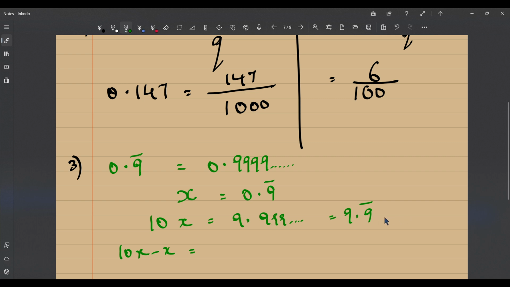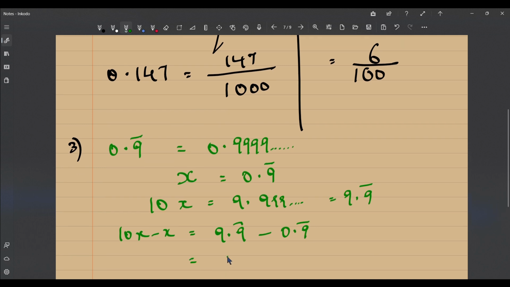This enables us to handle the calculation better, eliminating decimal places, because the 9s after the decimal place are infinite. So one gets subtracted from the other. So 9.9 bar minus 0.9 bar would be equal to just 9. Your left-hand side is going to be 9x, which is equal to 9, which says that the value of x is 9 by 9. Dividing both sides by 9, you get x is equal to 9 by 9, or 1 by 1, which is simply 1.